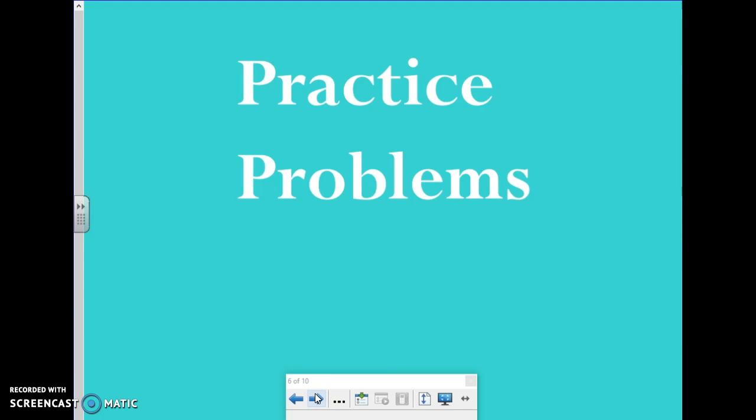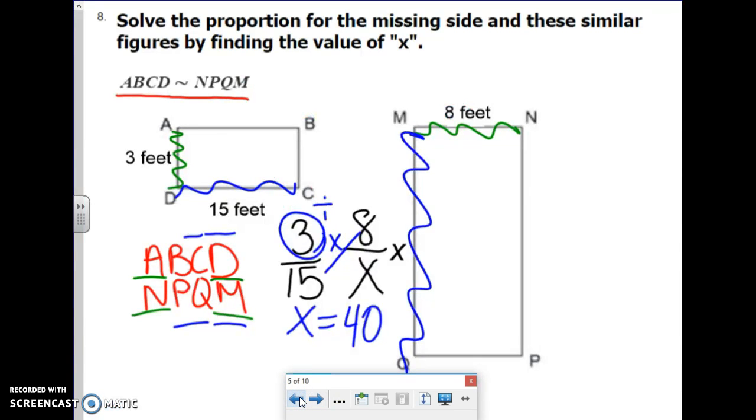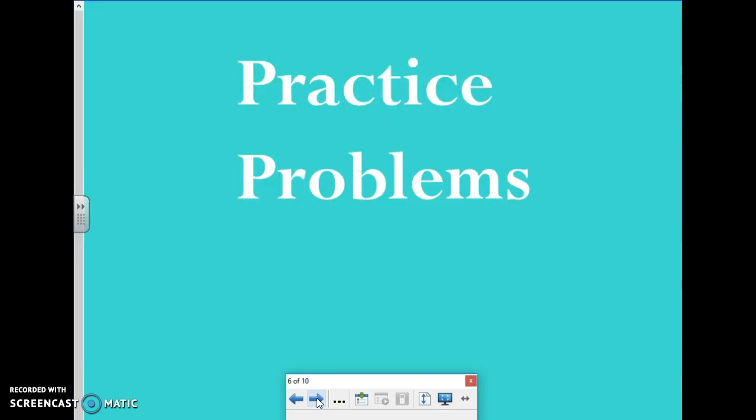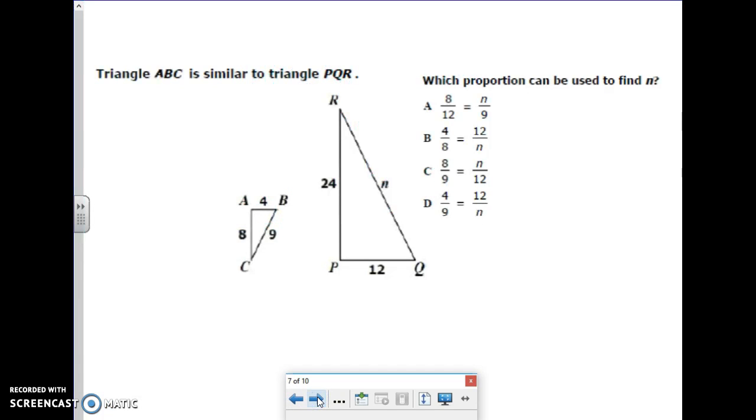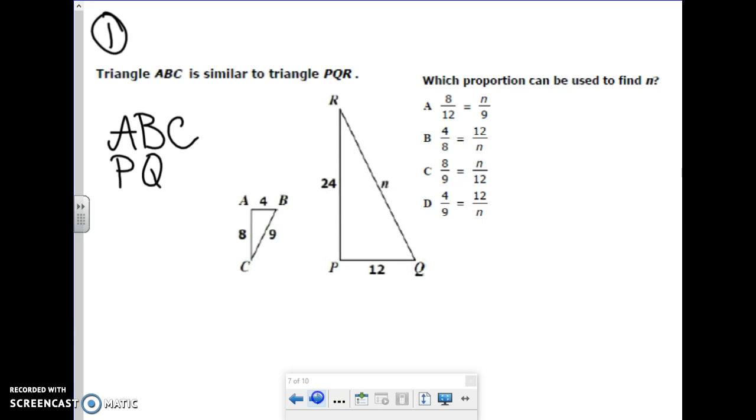And the fourth and final, I guess that was the fourth and final question. So now we're going to go to some practice problems. Practice problem number 1. The first thing you're going to do is write out your similarity statements because they flipped my triangles. So I'm going to have ABC is similar to triangle PQR. So I'm going to match.